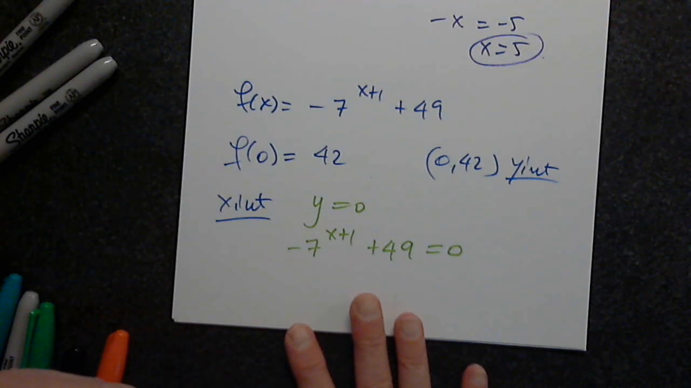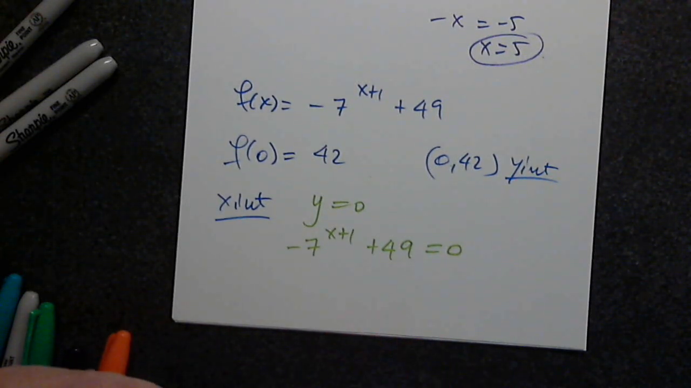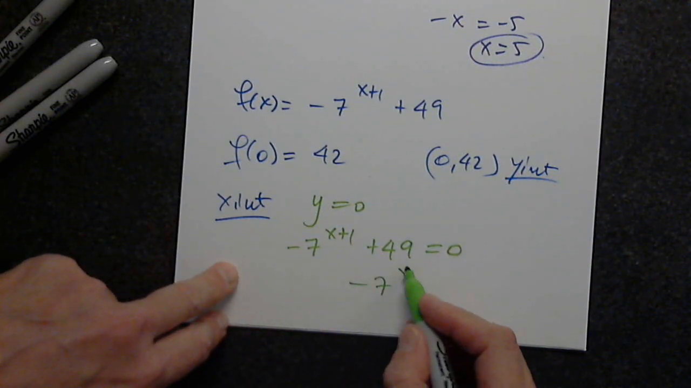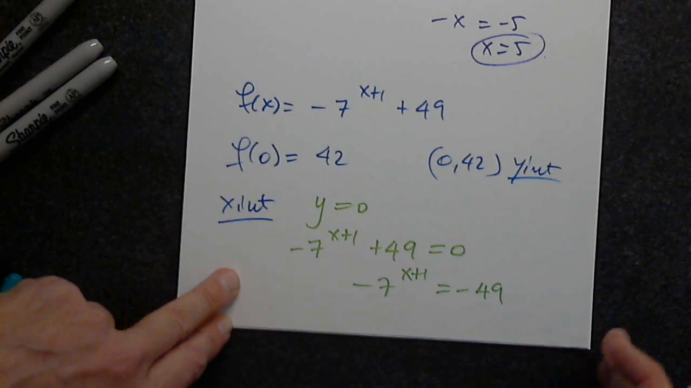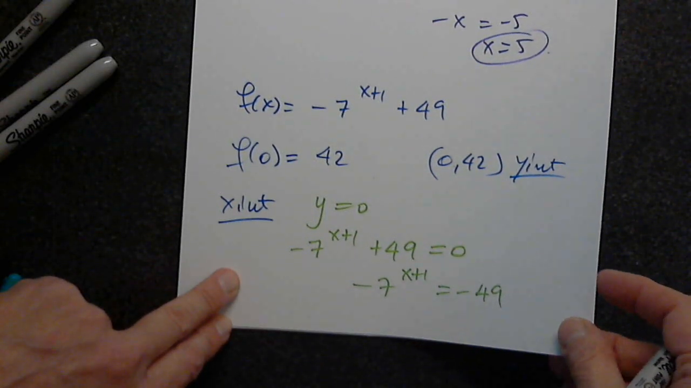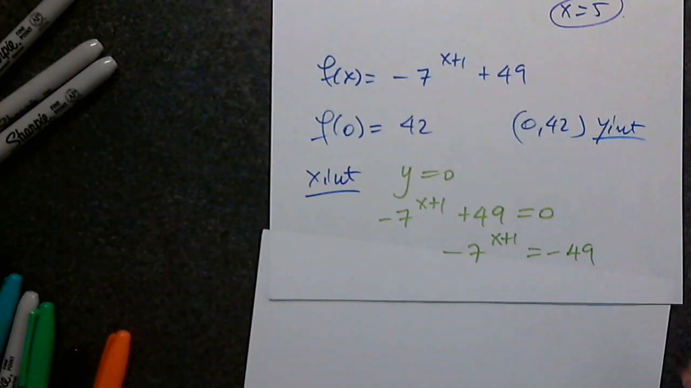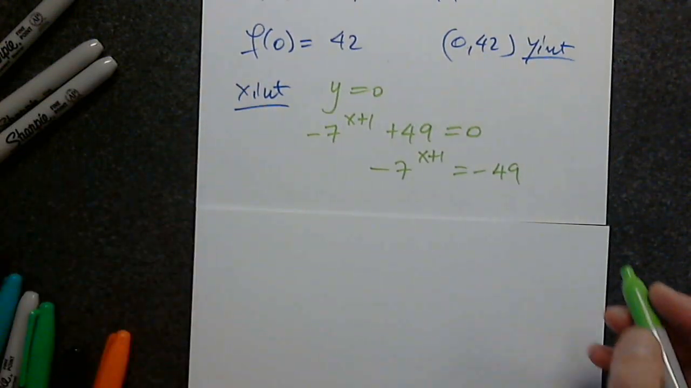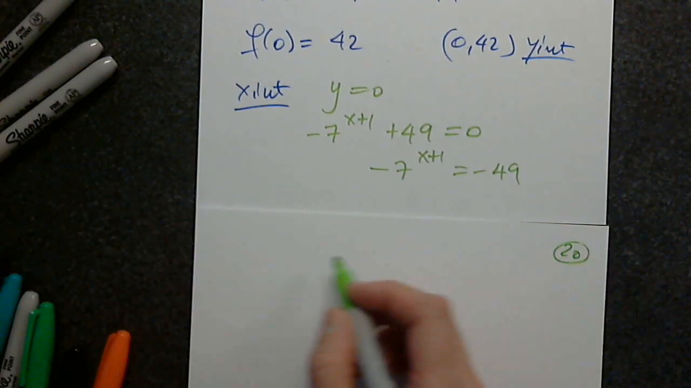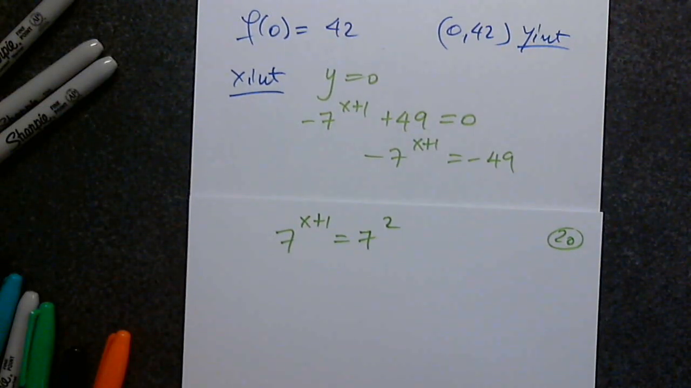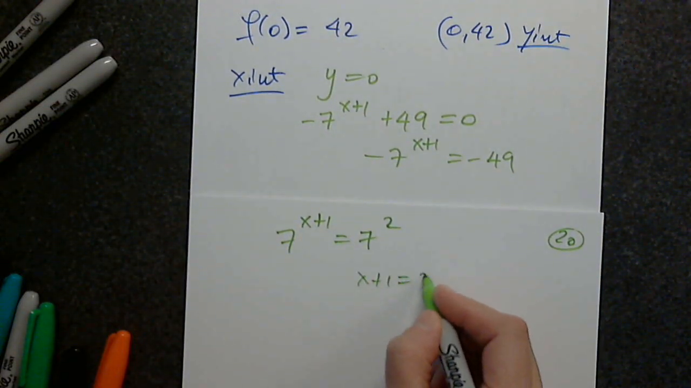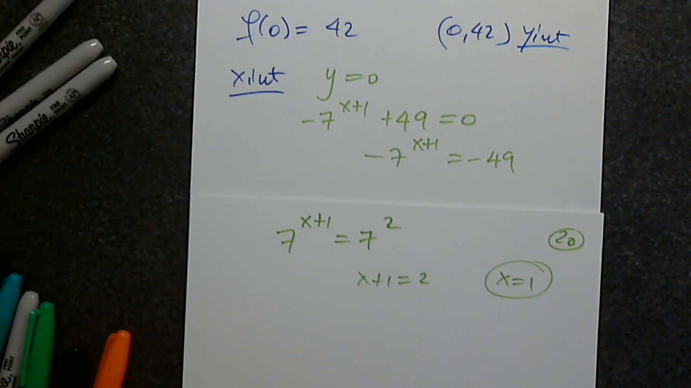How do I solve this equation? What is the first step? Very good. Negative 7 raised to x plus 1 equals negative 49, and then? Yes, I have to multiply or divide by negative 1, absolutely. So 7 raised to x plus 1 equals 7 squared. So therefore, x plus 1 equals 2, so x equals 1.